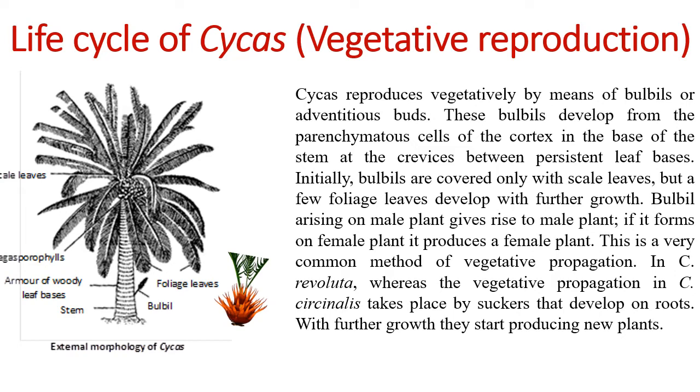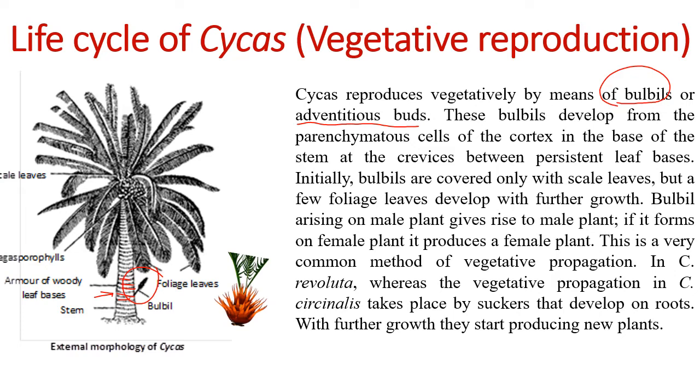Vegetative reproduction in Cycas takes place by means of bulbils or adventitious buds. Here you will see the structure of a bulbil. These bulbils develop from the parenchymatous cells of the cortex in the base of the stem, at the crevices, where the persistent leaf bases are seen. Initially, bulbils are covered only with scale leaves, but a few foliage leaves develop with further growth.